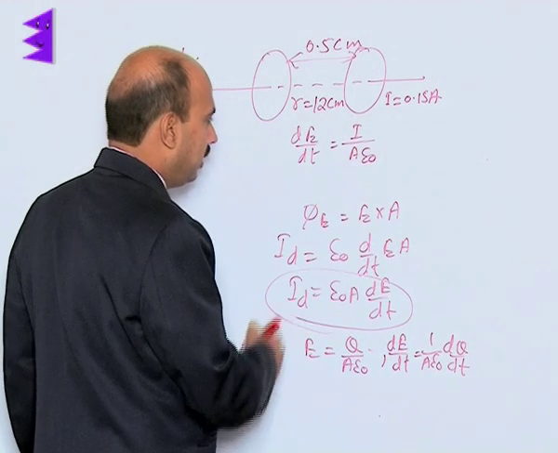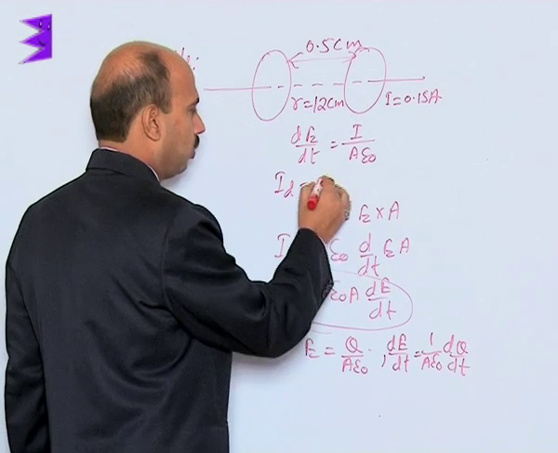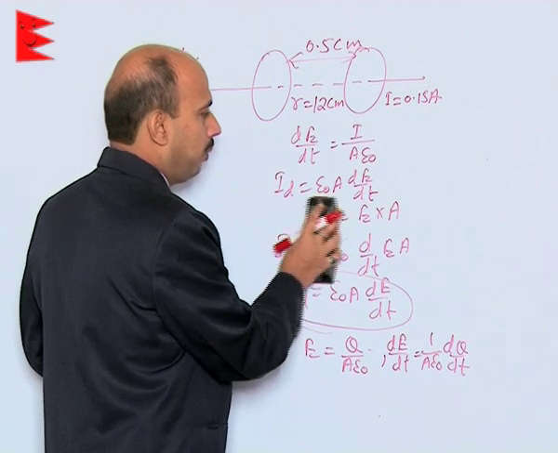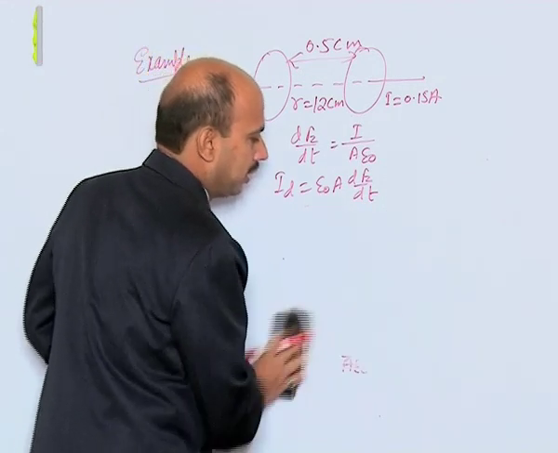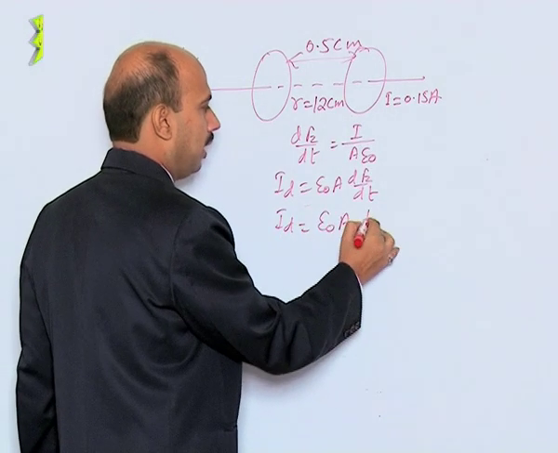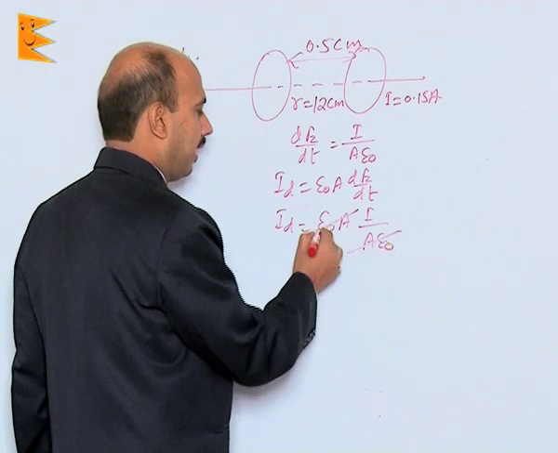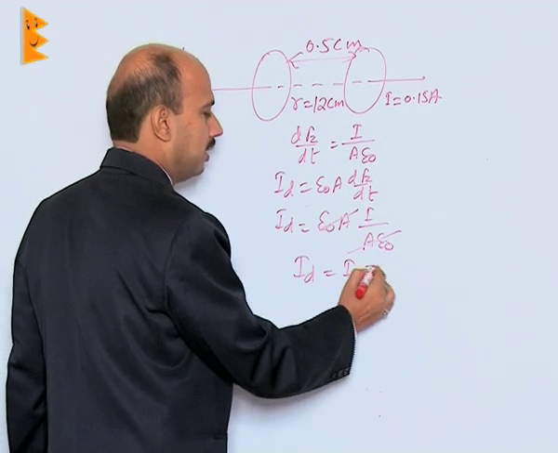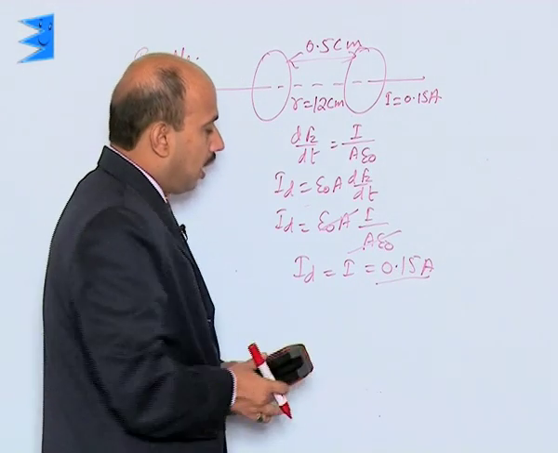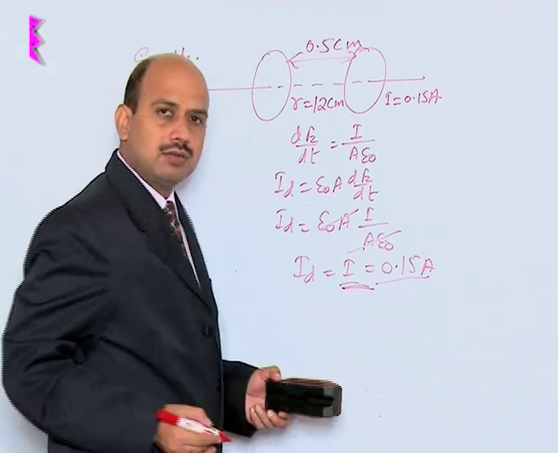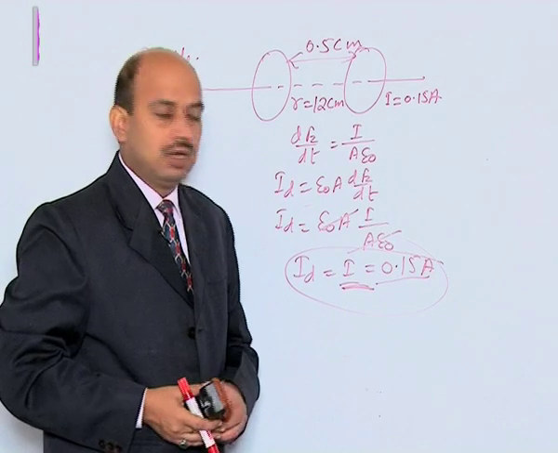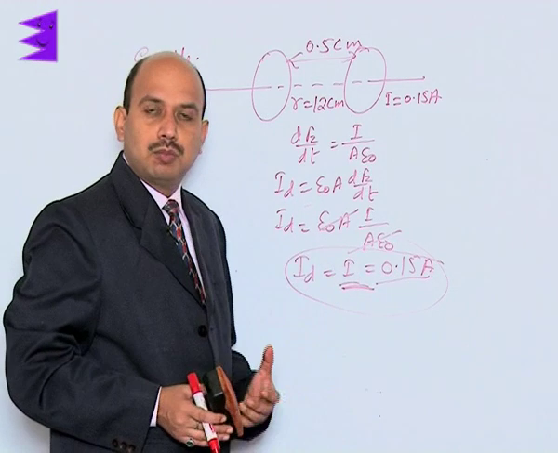So, now we know ID. We have already written ID is equal to epsilon naught A dE upon dt. Now we can put the value of dE upon dt, where ID is equal to epsilon naught A into I upon A epsilon naught, which cancels. So, here ID is equal to I, that is 0.15 ampere. I have shown here that I is the conduction current. So, the displacement current is equal to the conduction current; both are equal.